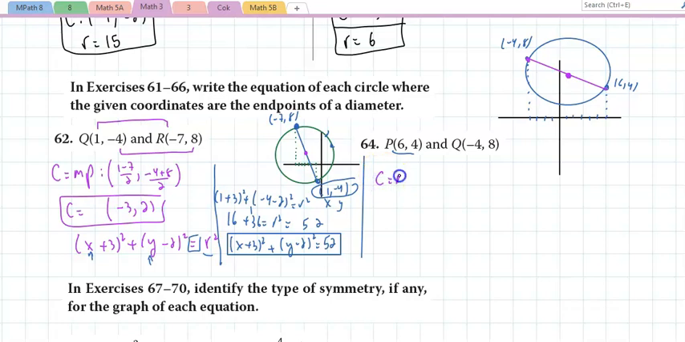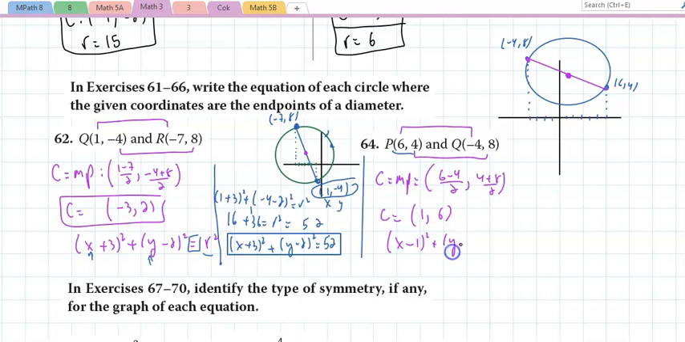So the center is really the midpoint, which is 6 minus 4 divided by 2, and 4 plus 8 divided by 2. The center would be 2 divided by 2, which is 1, and 12 divided by 2, which is 6. So now I know it's x minus 1 squared plus y minus 6 squared equals r squared. And I'll use the same trick. I pick one of those points, whichever point you want. I'm going to pick 6, 4. And remember, that's x, that's y.